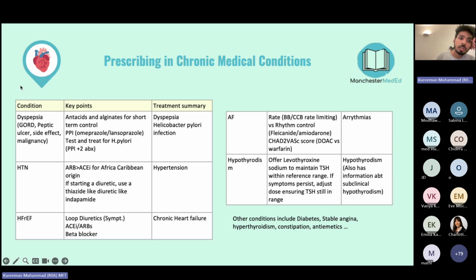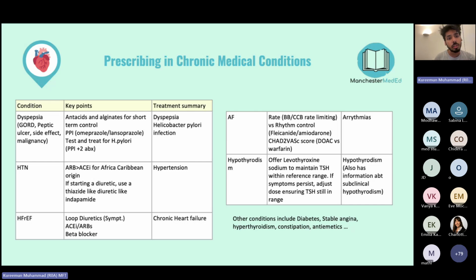Next, hypertension. The pitfall you can fall into is that for hypertension they want you to prescribe an ARB rather than an ACE inhibitor for people of African Caribbean origin.